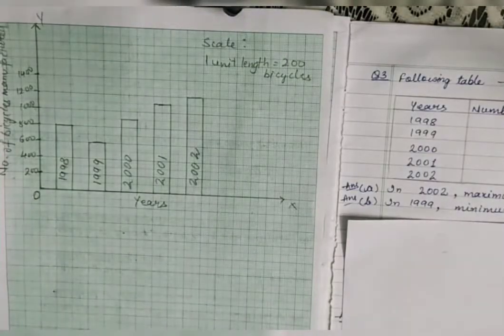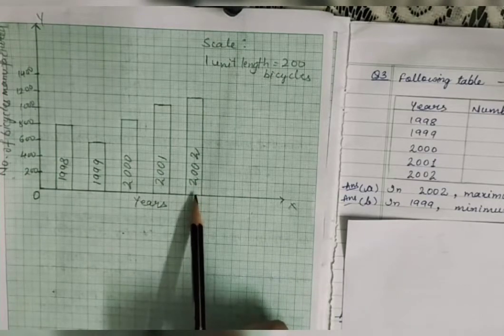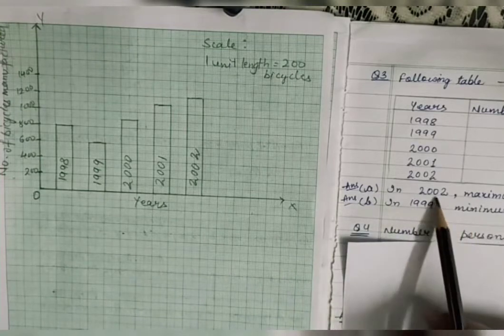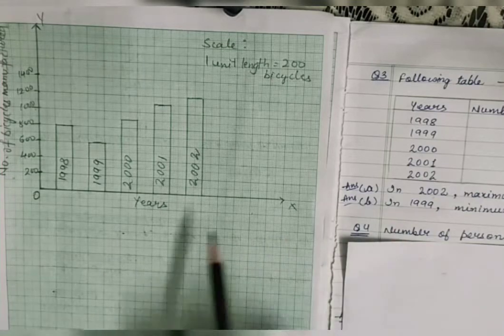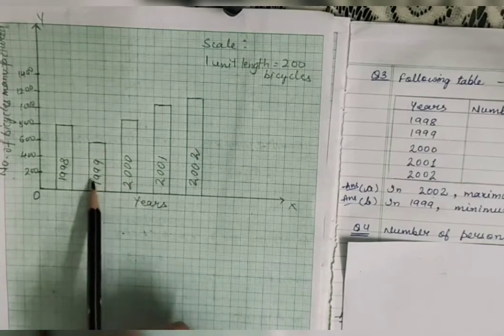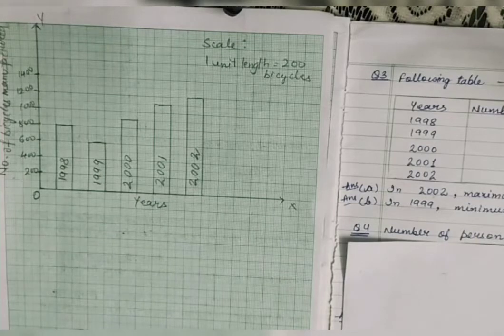Now in the book the question is asked, in which year were the maximum number of bicycles manufactured? You can see that it is the year 2002. I have written the answer here: in 2002, the maximum number of bicycles were manufactured. The second part, B, is in which year were the minimum number of bicycles manufactured? The minimum number of bicycles were manufactured in 1999. I have written here: in 1999, the minimum number of bicycles were manufactured. In this way question 3 is complete.